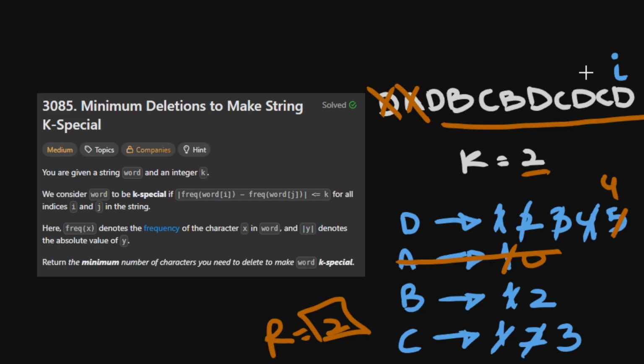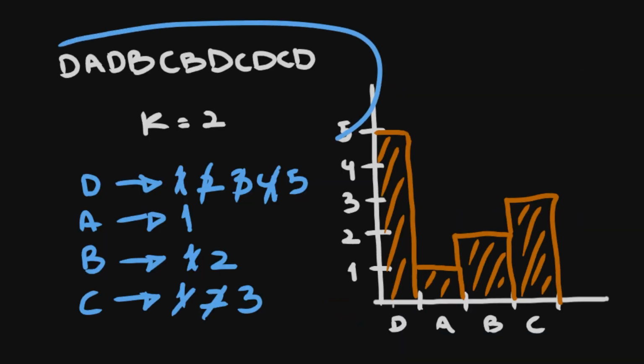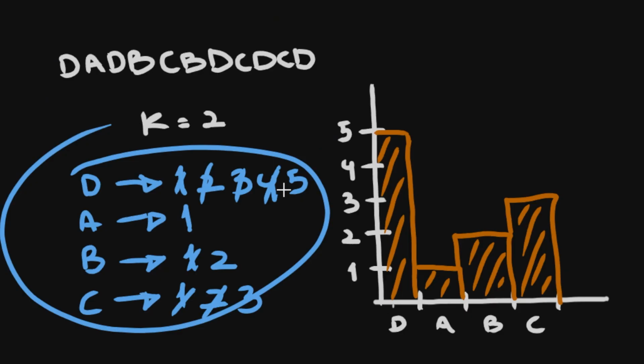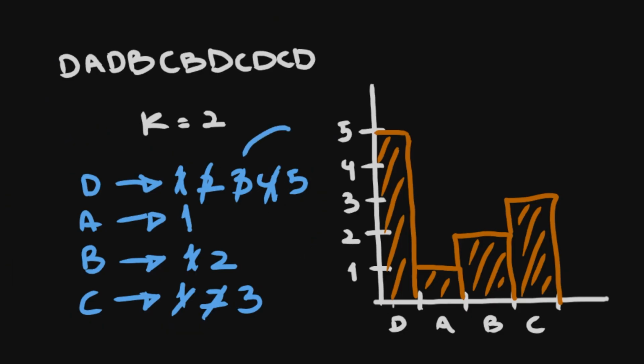Let's see how we can solve this. Let's say we have the same input and we already have our frequency map. And we can represent this frequency map like this. For example, we have 5 Ds, 1A, and so on. And this is how we can solve this. We'll take each of these as candidates. So let's say we start with D. We are here. And D has a count of 5.